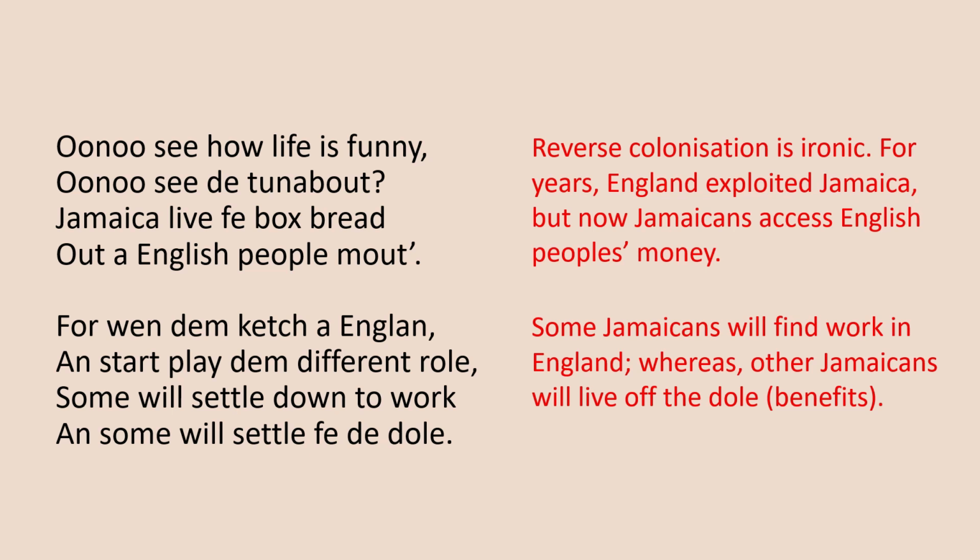We learn that in the next stanza, some Jamaicans will get to England and find work straight away because the British pound is so strong they could make lots of money and this excites them. Whereas other Jamaicans are quite happy living off the dole. Now, for those of you who don't know, the dole is sort of like the casual name for the British benefit system.